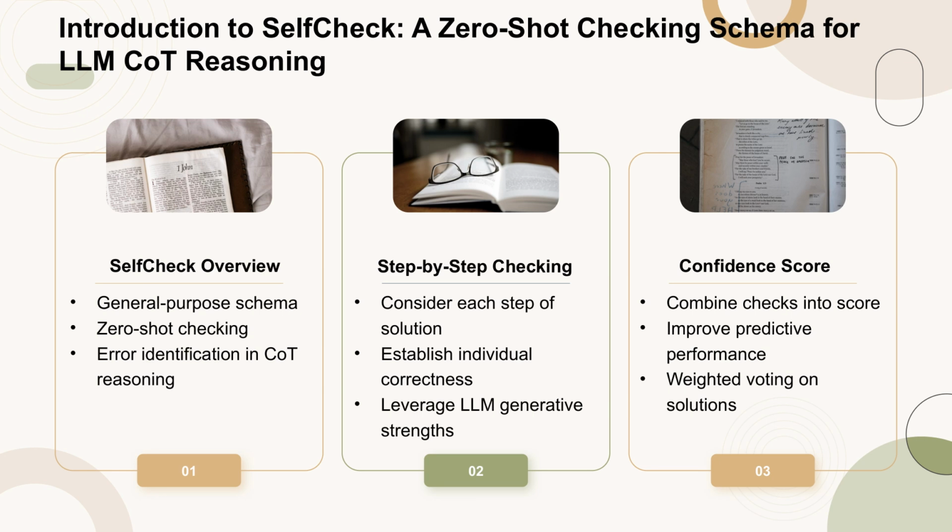SelfCheck is a general-purpose, zero-shot checking schema designed to identify errors in the step-by-step reasoning of large language models. It operates by examining each step of a solution produced by an LLM and determining its correctness based on preceding steps. This is achieved by utilizing the generative modeling capabilities of the LLM, rather than directly asking it to check its own reasoning. The results of these checks are aggregated into a confidence score, which can be used to enhance predictive performance through weighted voting on multiple solutions to the same question.